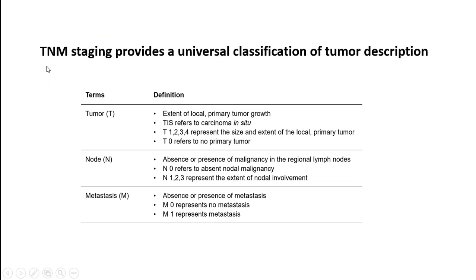TNM staging provides a universal classification of tumor description. Tumor, T. Definition: extent of local primary tumor growth. TIS refers to carcinoma in situ, and T1, 2, 3, 4 represent the size and extent of local primary tumor, and T0 refers to no primary tumor. Node, or symbol N: absence or presence of malignancy in the regional lymph nodes. N0 refers to absent nodal malignancy. N1, 2, 3 represents the extent of nodal involvement. Metastasis, or M: absence or presence of metastasis. M0 represents no metastasis. M1 represents metastasis.